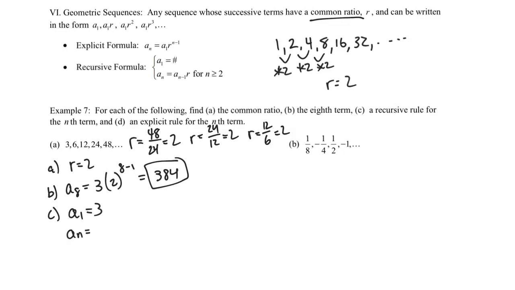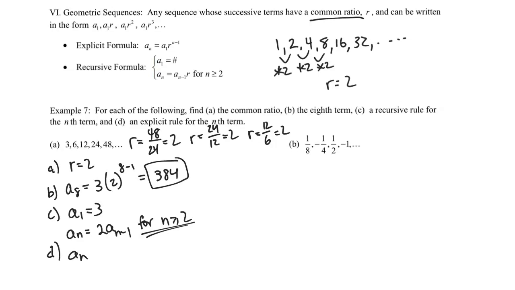All right, the recursive rule is going to be a sub 1 is equal to 3, and then a sub n is equal to 2 times a sub n minus 1, and that formula is going to be valid for n greater than or equal to 2. And you need to write this part because that tells you when to start using particular values of n. So please make sure that you don't leave that part off.